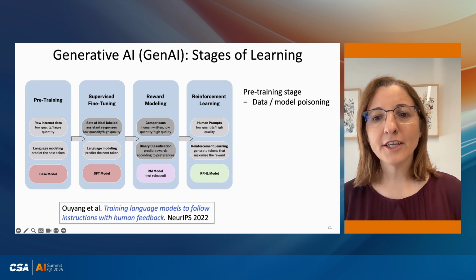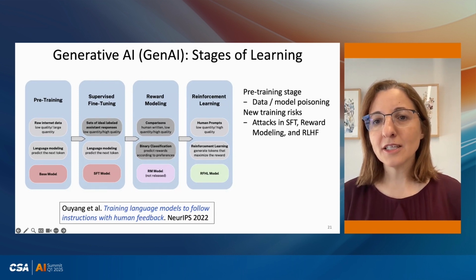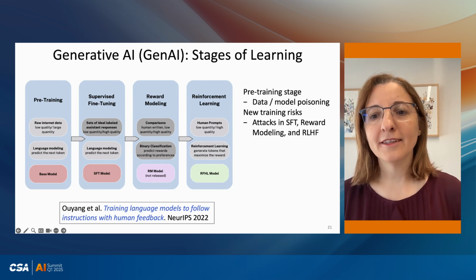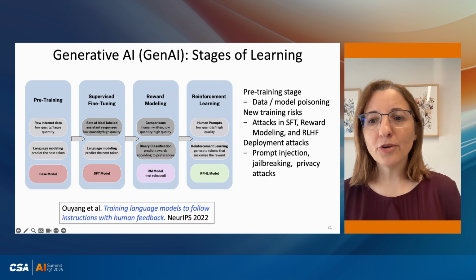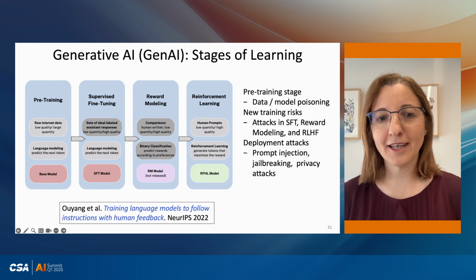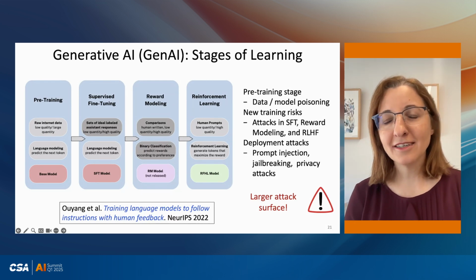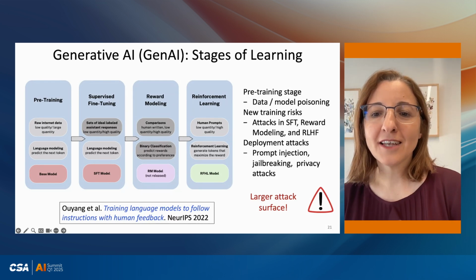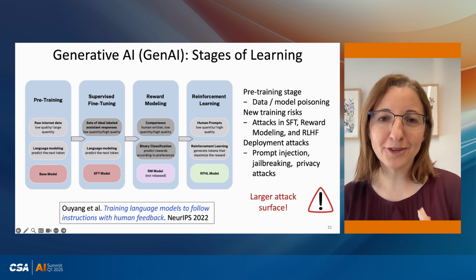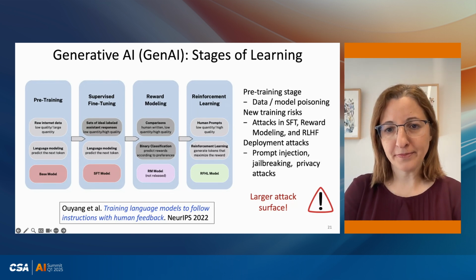In the pre-training stage, we have data and model poisoning attacks. There are also new risks that are specific to generative AI in supervised fine-tuning, in reward modeling, and RLHF. In deployment, there are several types of attacks such as prompt injection, jailbreaking, and privacy attacks. What we found when we wrote our report on generative AI security is that the attack surface is in fact larger compared to predictive AI. So there are more opportunities for attackers to influence the operation of generative AI systems.